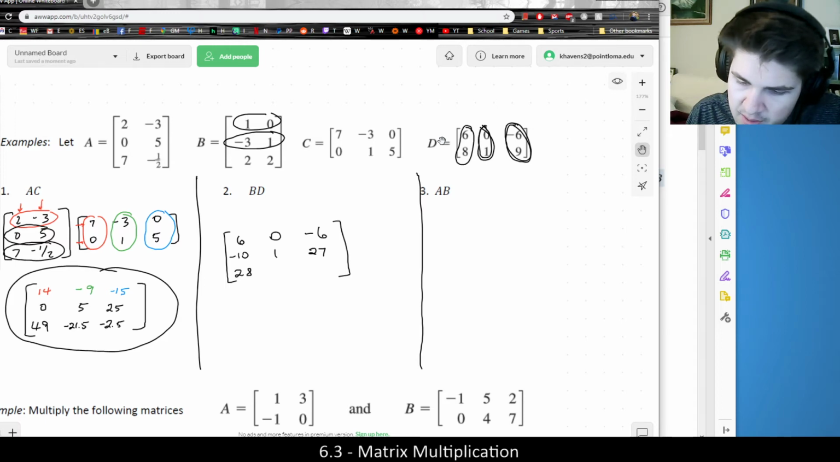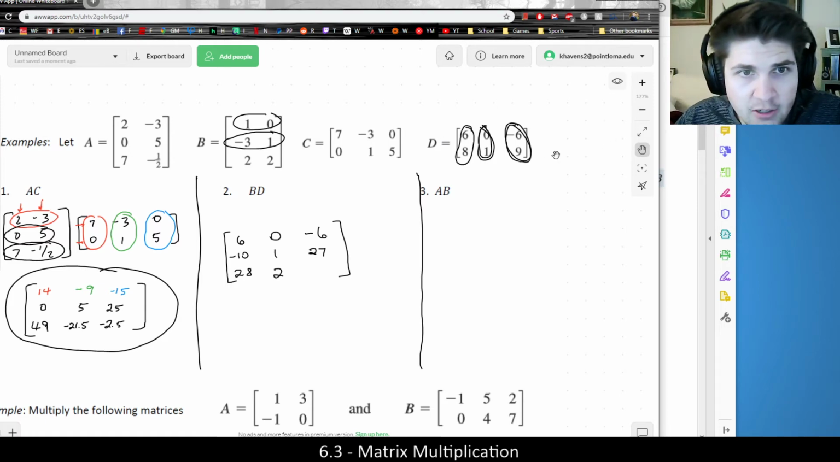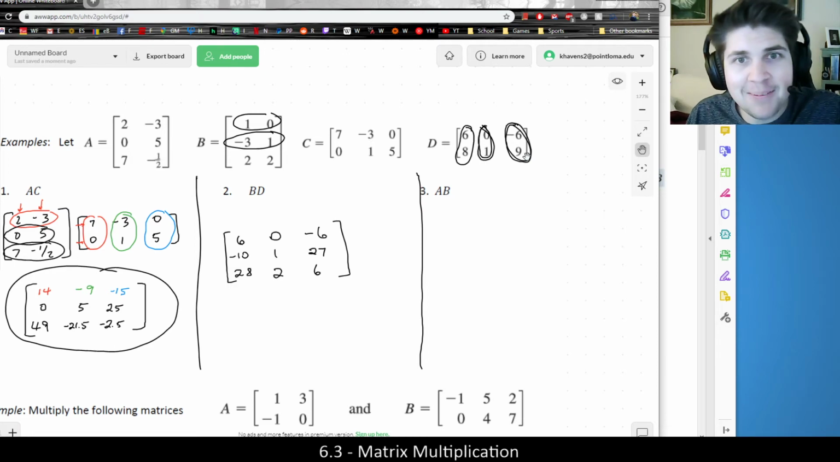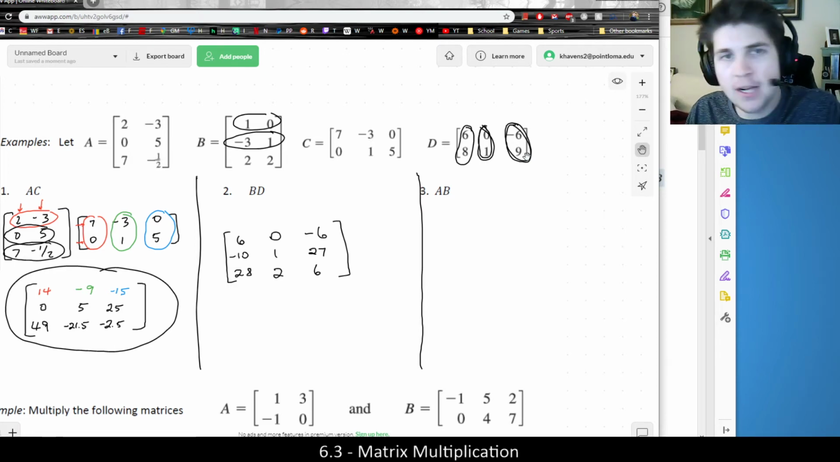2 times 0 is 0, 2 times 1 is 2. And then 2 times negative 6 is negative 12, and 2 times 9 is 18. Negative 12 plus 18 is 6. And assuming I didn't mess anything up, that should be my answer.